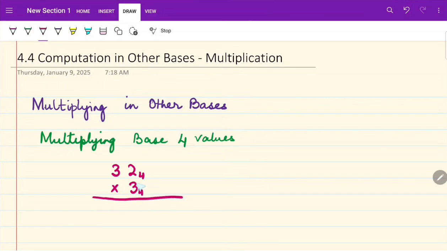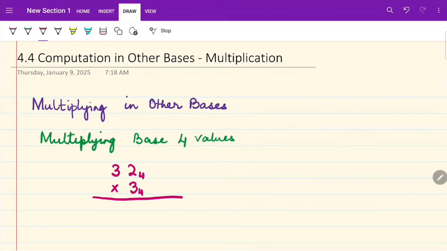Now, before we do the multiplication, let me tell you that the process is also going to use some of the rules of addition in other bases that we learned before. So if you're not familiar with that, you may want to go through the video for that, the recording for that. But those rules are going to be applied in the process of multiplication.